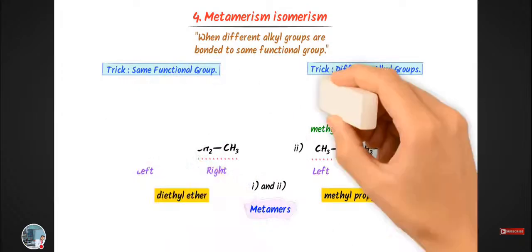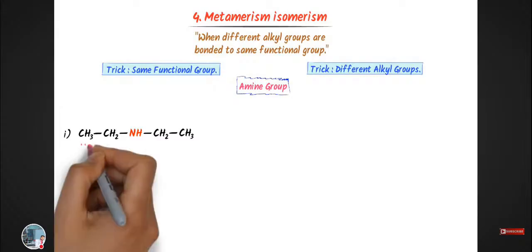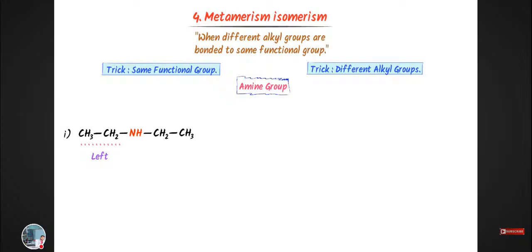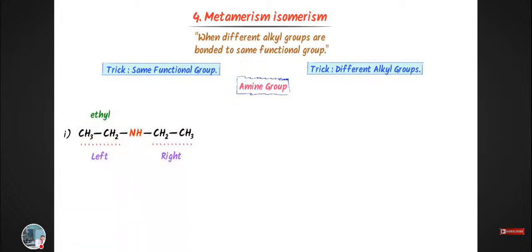Hence note it down. Now consider amine functional group. We know that the functional group of amine is R-NH-R. Let this be the left side of this compound and this be the right side of this compound. At the left side, there is ethyl group, and at the right side, there is also ethyl group. So we call it diethylamine.